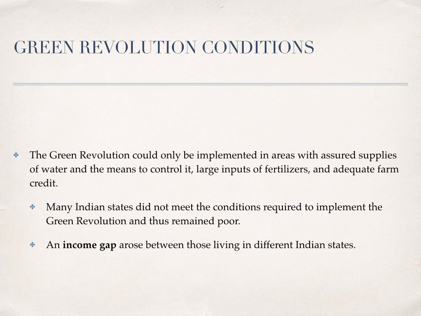You had to have inputs of fertilizer. And on top of this, if you were the farmer, you had to have farm credit. You had to be credit worthy. You had to be able to go to a bank and ask for money so that you could buy the supplies for your farm. Many Indian states didn't meet the conditions required to implement the Green Revolution. And some of these states remained poor. So there was an income gap between those that lived in different Indian states.